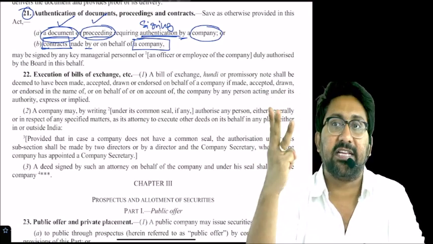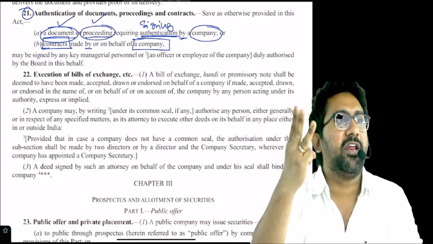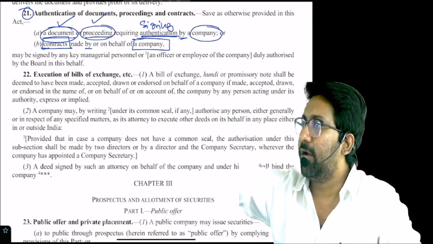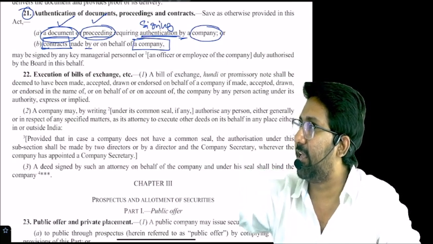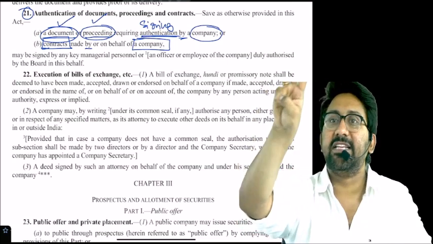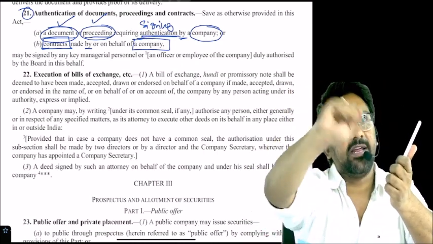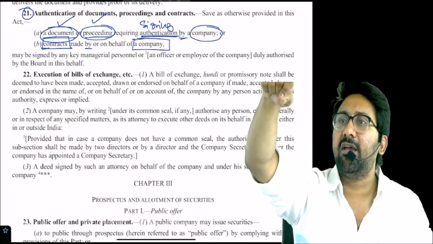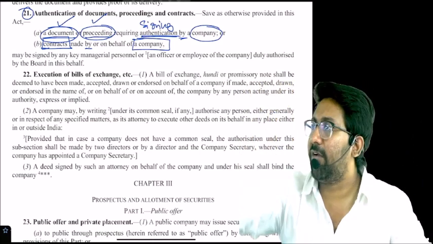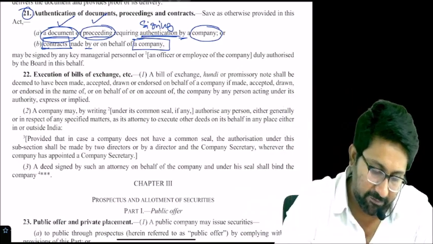Therefore, in 3 cases. Number 1, document. Number 2, proceeding. Number 3, contracts. Everyone tell me, D, P, C. Tell me, what is the D? P, C. These 3 things are entered by whom? Therefore, who should sign? But the company is an artificial person. Therefore, on behalf of the company, who should sign is the question now. See there, who has the power?